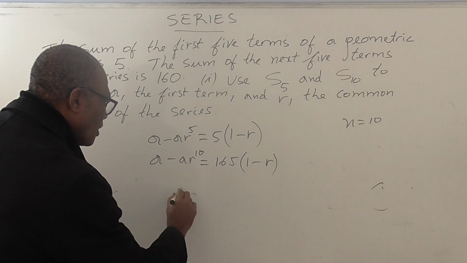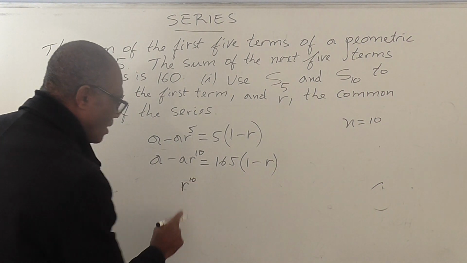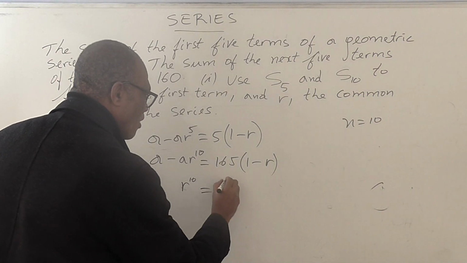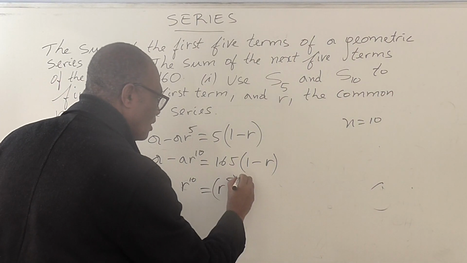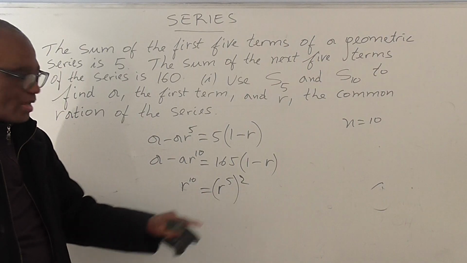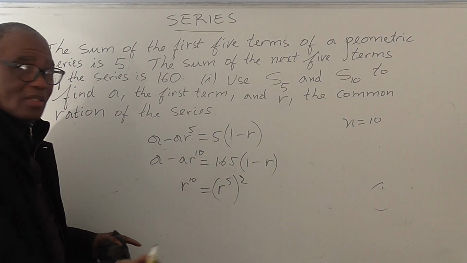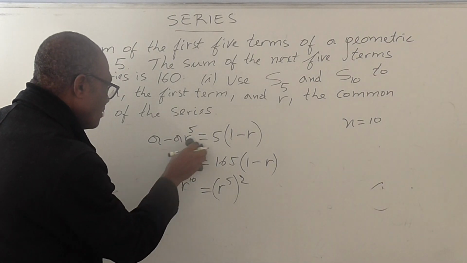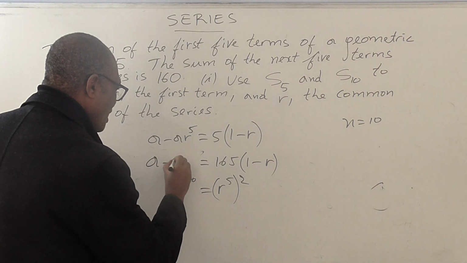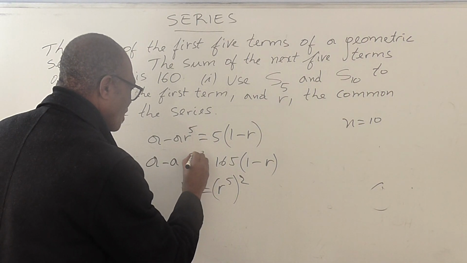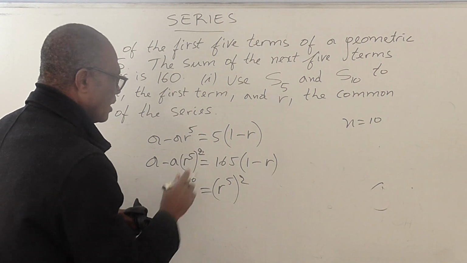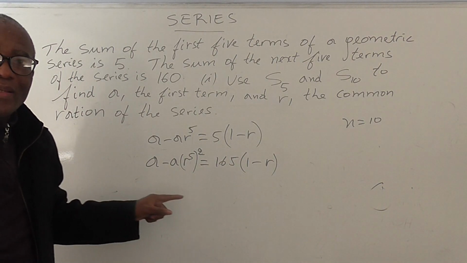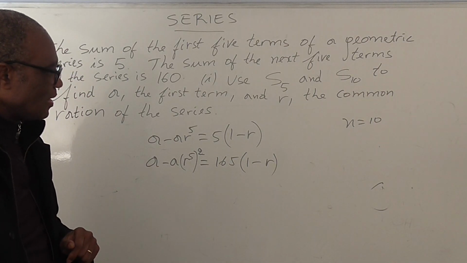Now, look, R to the power of 10, R to the power of 10, I can write it as R to the power of 5, and then put 2 like that. Okay, now I'm going to replace this there to make it easier. So I do A minus A, R^5 squared. Now, look what I have.